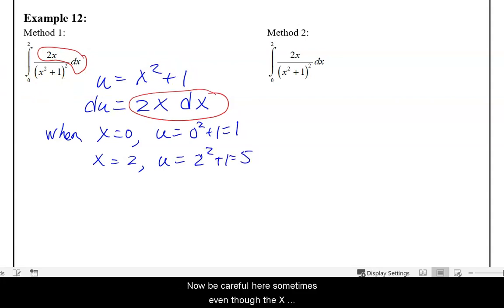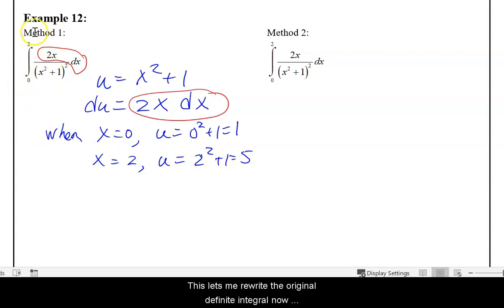Now be careful here. Sometimes, even though the x limits of integration increase from the lower to the upper, when you substitute in and replace them with the y values, they decrease. No, you do not get to automatically switch them. What will replace the 0 must be the 1. What replaces the 2 must be the 5. If you don't like the order they're in, you can always switch it, but remember that that pulls a negative outside the integral. In this case, I'm happy enough with them the way they are.